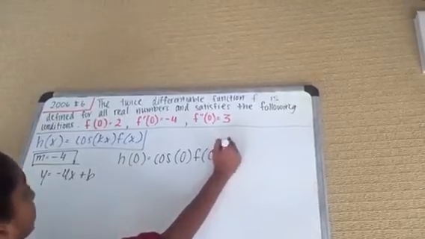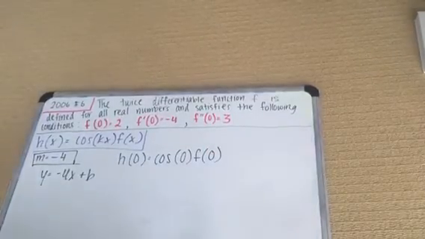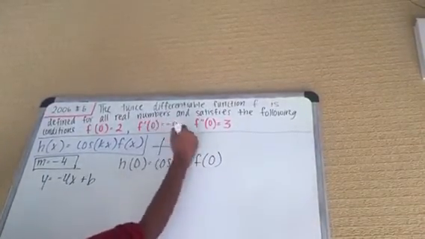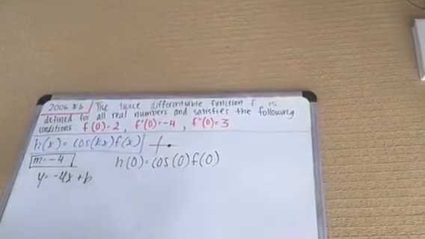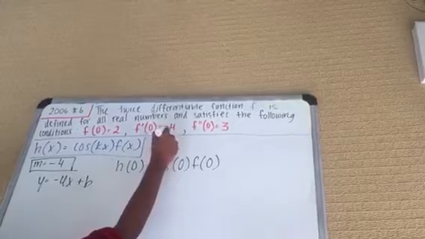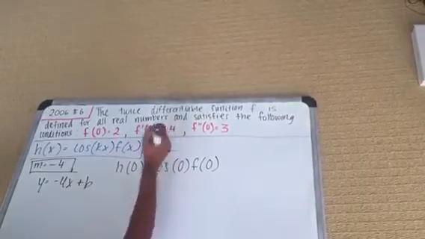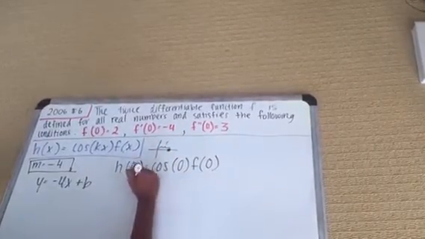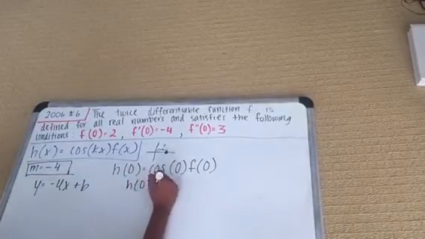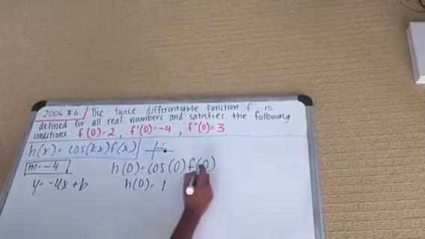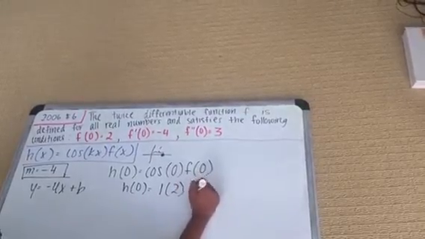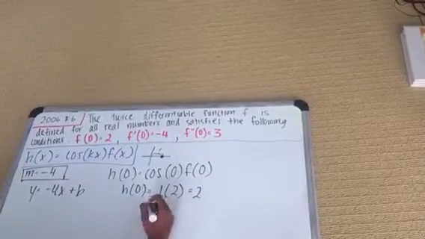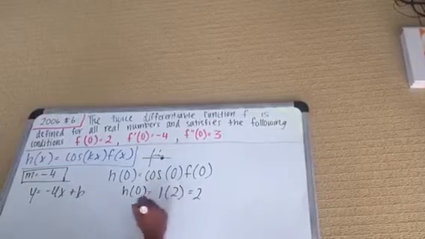So we know from earlier that on a unit circle at 0, cosine would be 1 because cosine is the x value, so it's 1 because it's on a unit circle. So h of 0 equals 1 times, from the given, f of 0 is 2. So this is 2. So the coordinates that we have to work with are 0, 2.